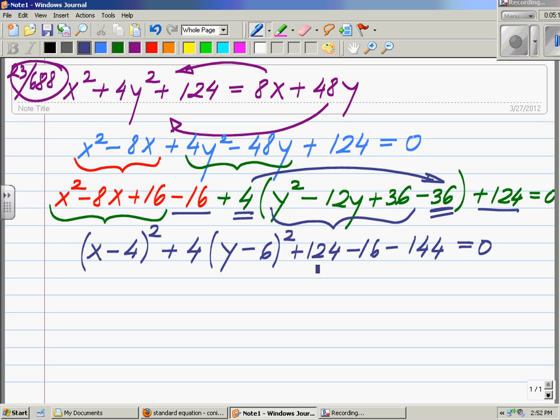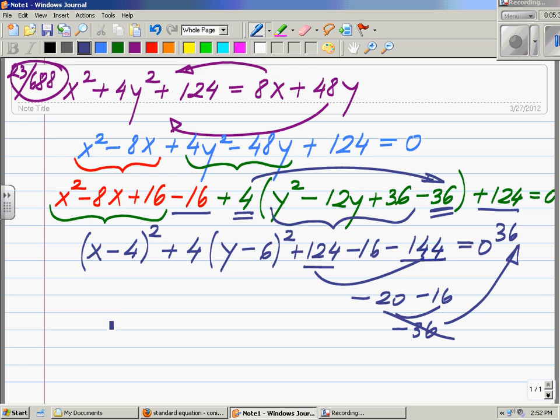Now what is 124 minus 16 minus 144? We can go first with 124 minus 144. That would be negative what? Negative 20, right? Negative 20 minus 16 will be negative 36, which we will move to the other side. You will add 36 to both sides, which will cancel this one and will give you a 36 right here. So the equation is actually looking like this now: x minus 4 everything squared plus 4 times y minus 6 everything squared equals 36.